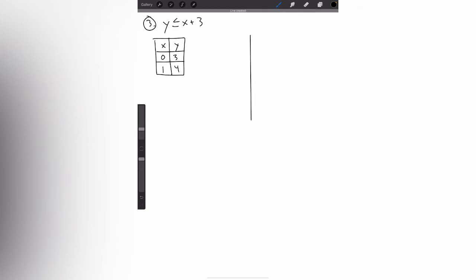So I'm going to draw my coordinate plane, and add my arrows on the end. That was kind of ugly, so I'm going to do that again. All right, so 0, 3, and then 1, 4: over 1 and up 4, so right there.